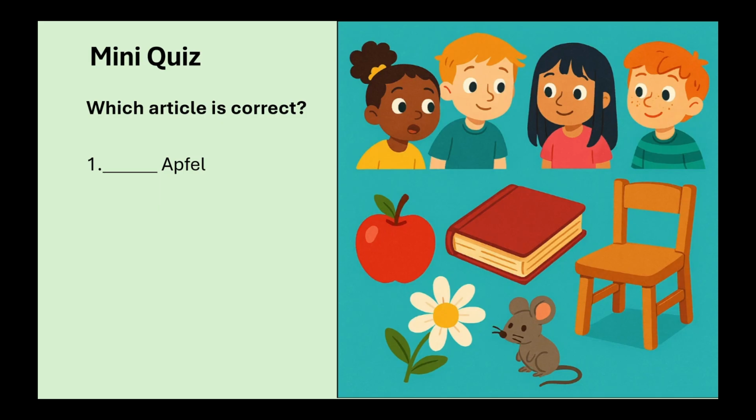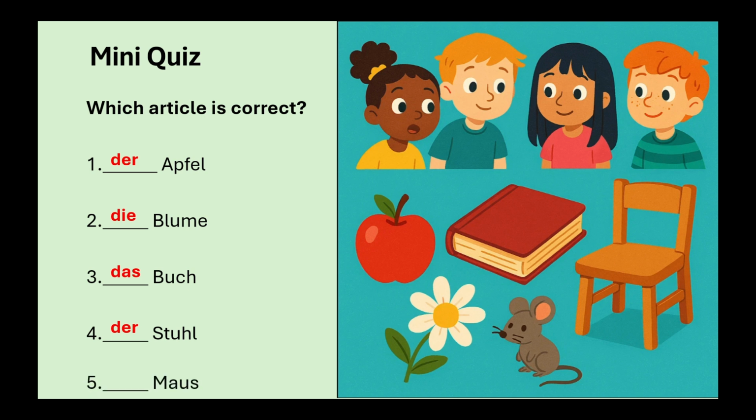Mini quiz: which article is correct? Apfel. Der Apfel. Blume. Die Blume. Buch. Das Buch. Stuhl. Der Stuhl. Maus. Die Maus.